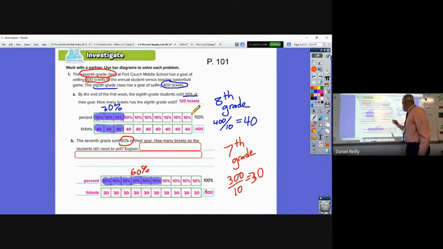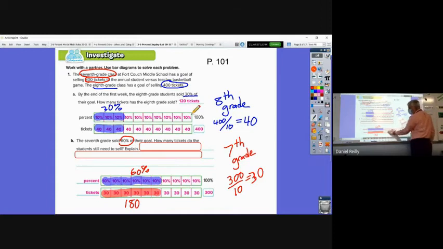Which is the equivalent of how many tickets? 6 of these blocks, so that's how many tickets? 180. 6 times 30. Whoops, let's use the 10. Okay, so this is 180. Is that the answer to the question? No, that's how many they sold, right? So the question is asking how many do they have left to sell.